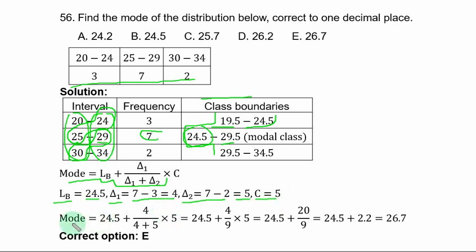So mode is equal to 24.5 for the lower class boundary plus delta 1, 4, over 4 plus 5, that is delta 1 plus delta 2, times 5, the class size. That simplifies to this. You have this result and this result. After addition, you have 26.7 to 1 decimal place. The correct option is E.